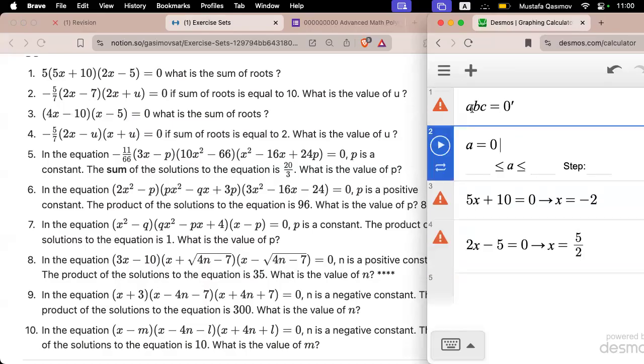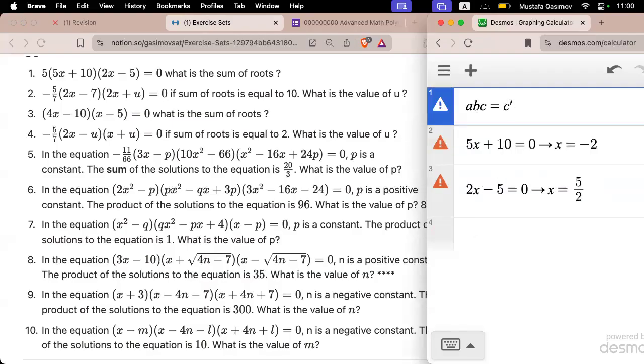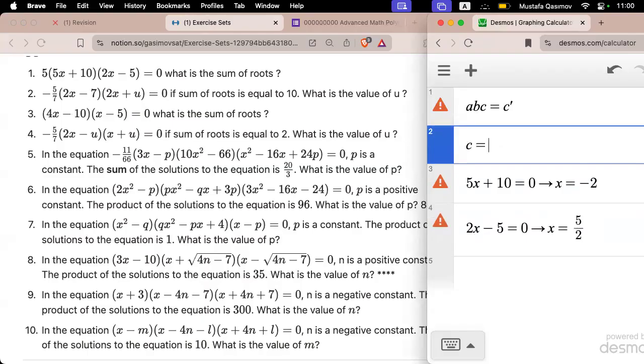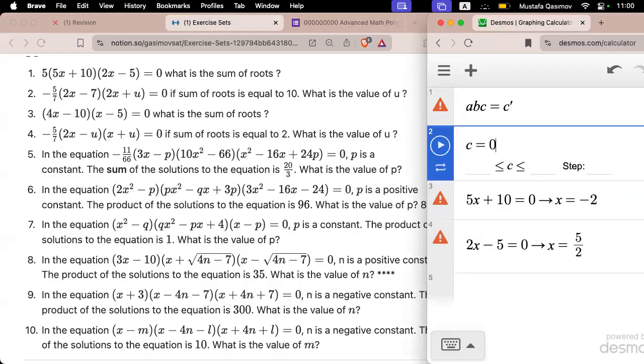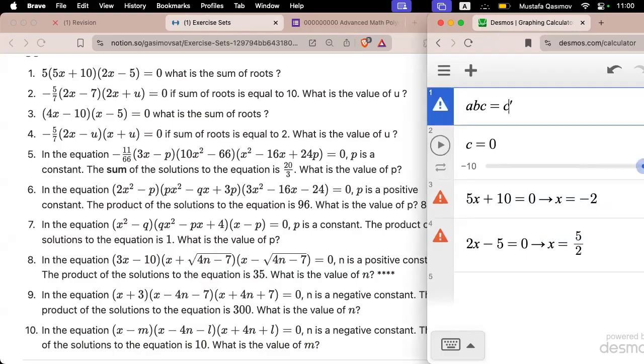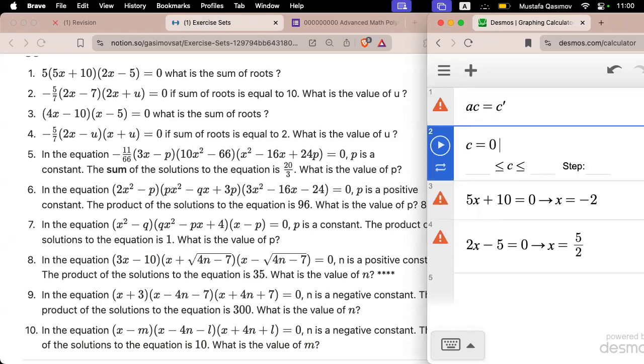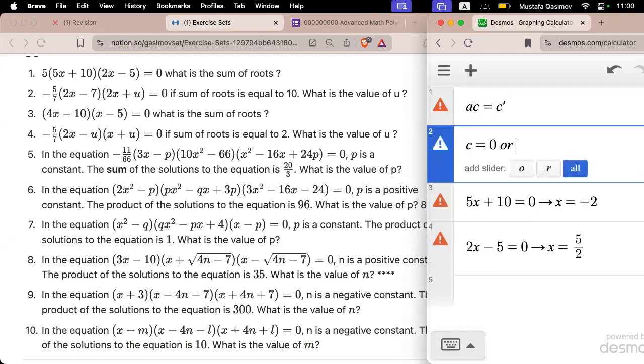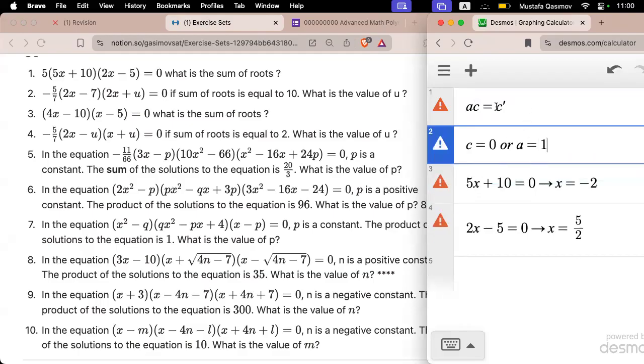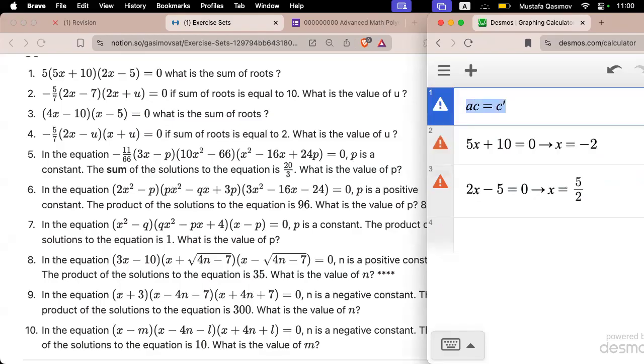So when it is like this, a times b times c is equal to 0, it means that a is equal to 0, b is equal to 0, and c is equal to 0, okay? When it is like that, you can also write c is equal to 0, because when c is equal to 0, you will get 0 is equal to 0, and it is correct, right? After that, you can eliminate c, and you will get a is equal to 1. So here we have two solutions, c is equal to 0 and a is equal to 1, because c is a factor of both of them.